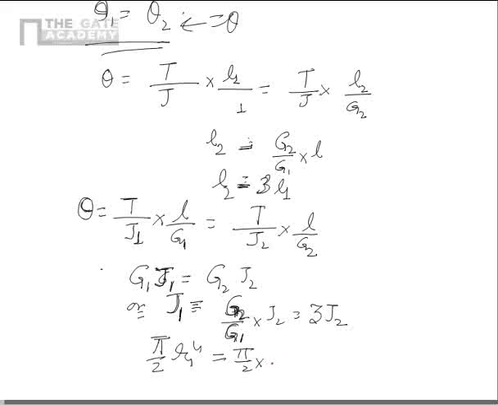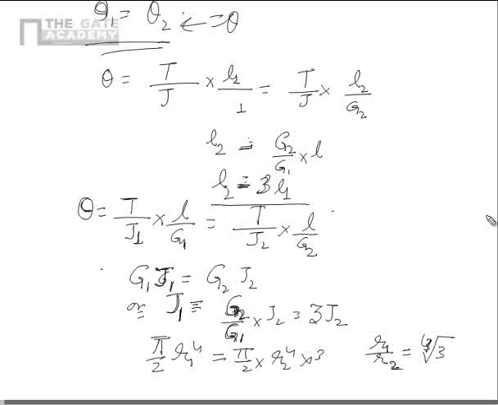is equal to pi by 2 into r2 to power 4 into 3. So the ratio of radius r1 by r2 varies as the fourth root of the ratio of the moduli, while the ratio of length varies directly. You see L2 by L1 is 3 times, while R1 by R2 is the fourth root of 3.